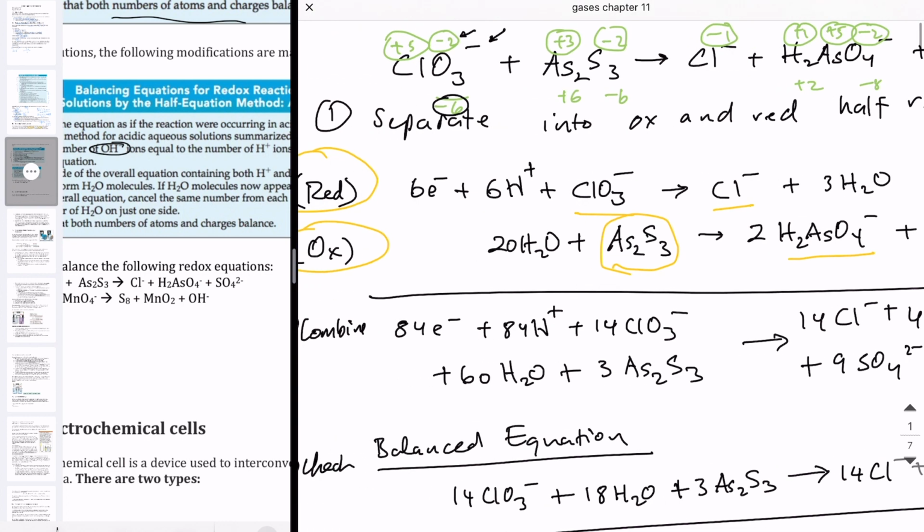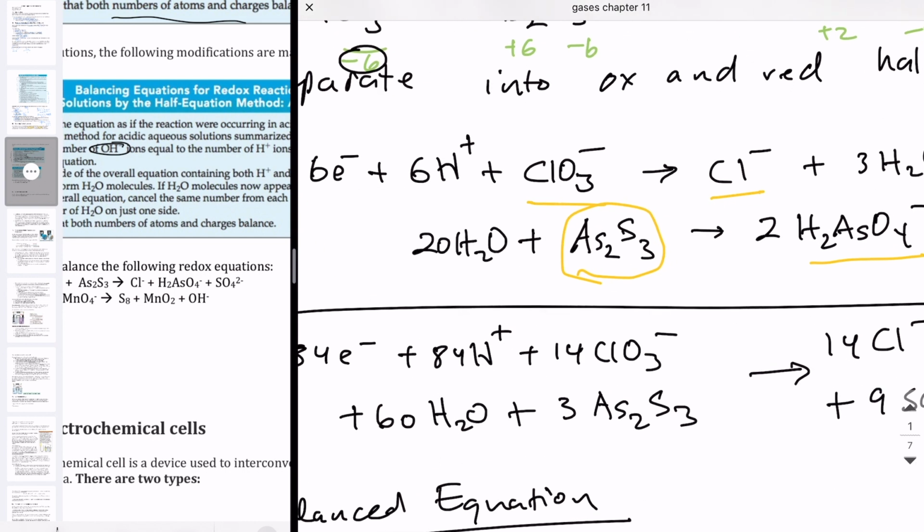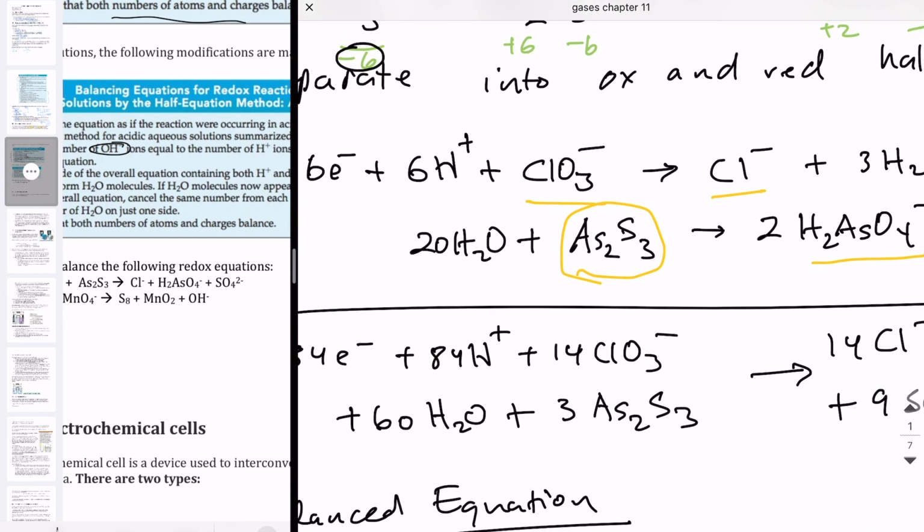And then I start balancing each of the half reactions. So I go to the reduction half reaction, and then I say, are the elements that are not hydrogen and not oxygen already balanced? So I have chlorine on both sides. Both of them are 1. So that means it's balanced. So again, imagine that I only have ClO3 minus and Cl minus. The chlorine's already balanced. Now the next step is the oxygen.